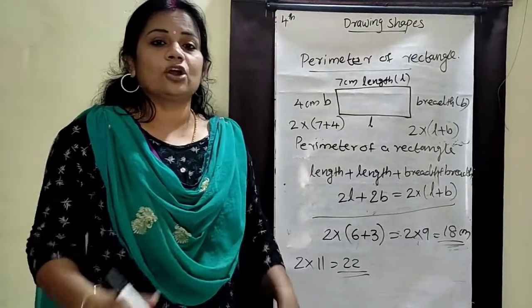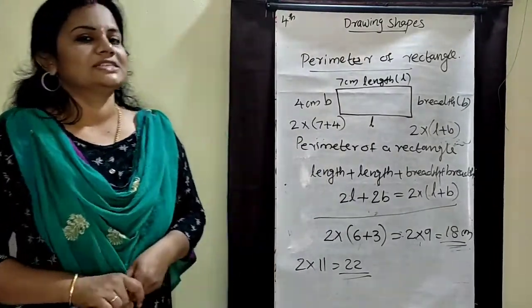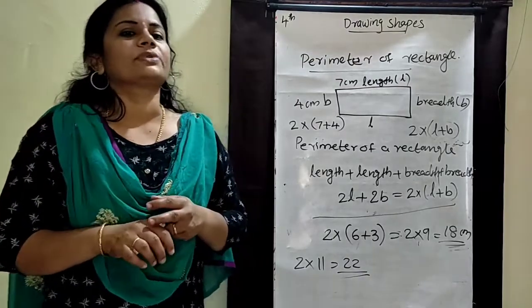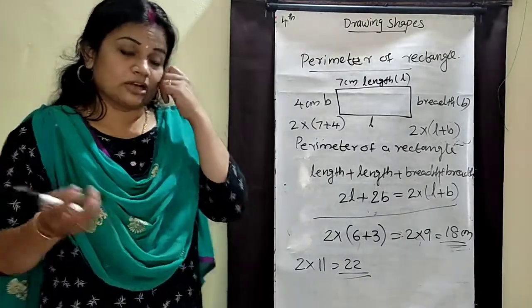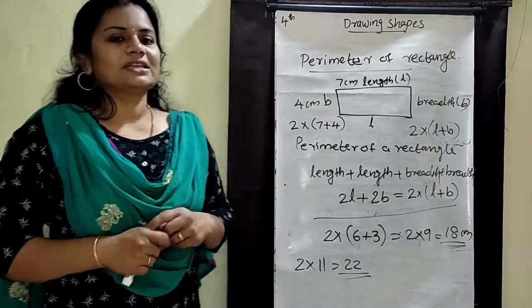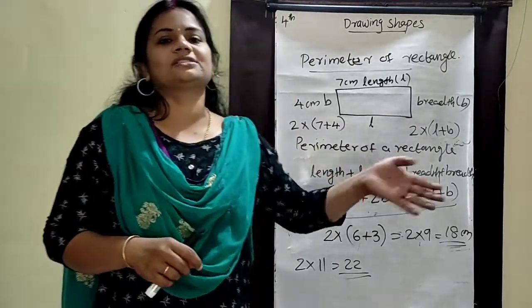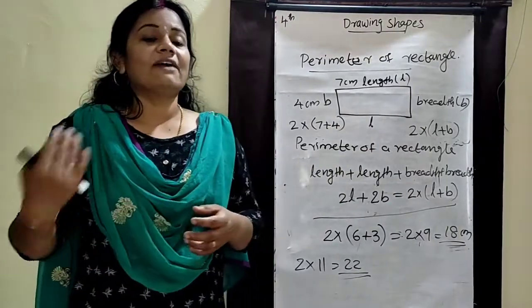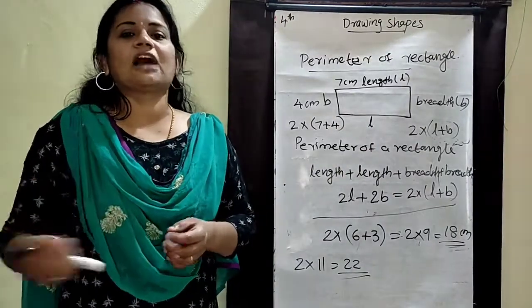Perimeter of a square is equal to 4 into side. Many questions are given in your textbook, so we will discuss those questions in your class time. Okay, children, I hope you have all understood this perimeter. If you have any doubt, we will discuss it in class time.